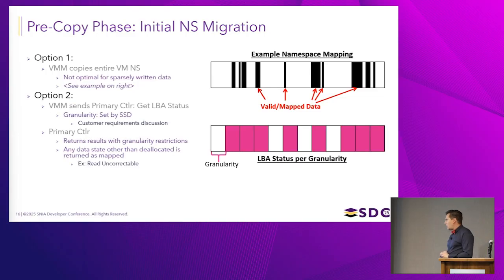So here we're able to do a query using the LBA status per granularity. We can query that namespace data mapping. You're able to see the granularity. And we as a drive, anytime we have any data other than deallocated, we will return it as mapped. So that includes read uncorrectable.